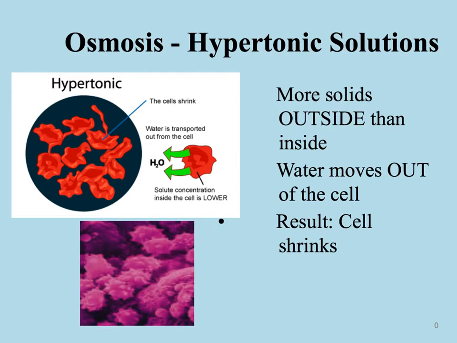So when a cell is placed in a hypotonic solution, so a lower concentration, the cell is going to swell because water is moving into the cell to try to dilute the concentration inside the cell. When it's placed in a hypertonic solution, meaning the higher concentration is outside the cell, water is going to move out of the cell to try to dilute the hypertonic solution that the cell is placed in. So what happens to the cell? The cell is going to shrink.